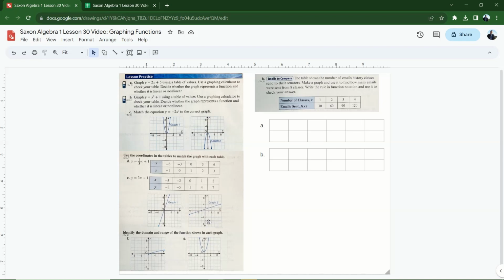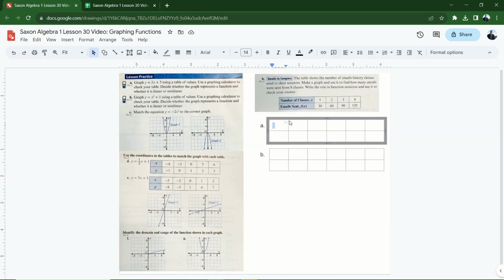When we start off A and B, the method is called using a table of values. So what we're going to do is select one of these tables here. We're going to go into table A, and I'm going to select a bunch of x and y values to plug into this function or equation.